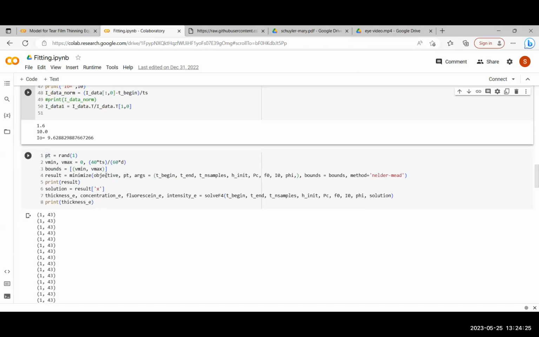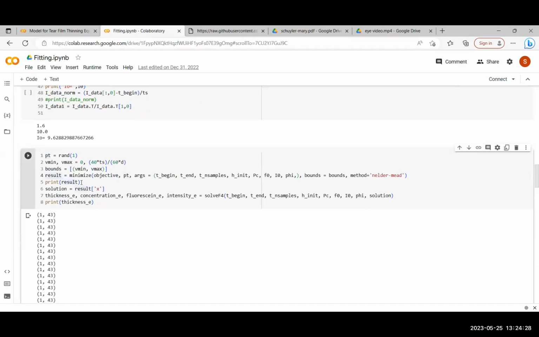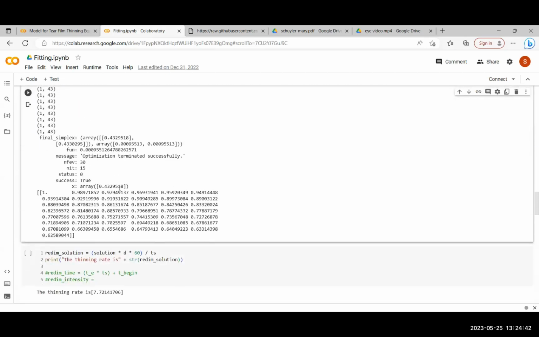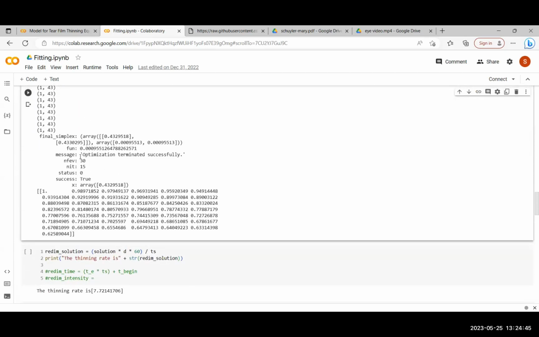And then if we go down here, that's what we minimized here, and that's what we get as a result. But what we're actually interested in is the V0, the initial thinning rate we put in to get that result, because that's going to be the one that best fits our data. So that's our solution here, which is X. And then we ran that. We can see there's a few things down here. We have that the optimization terminated successfully, so basically that it completed. And then we also have this NFEV, which is 30. So that's basically how many reflections it took to get that minimum value. And then the answer we got here, our X solution, is 0.43.